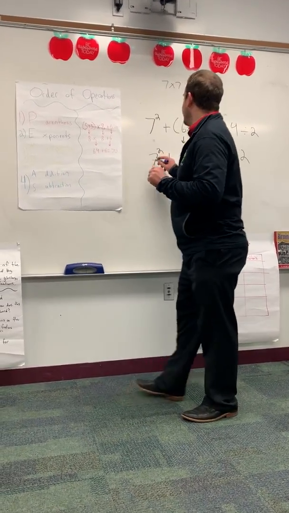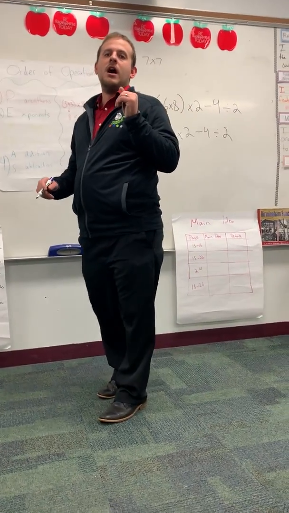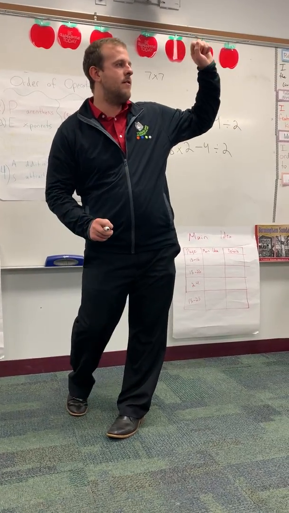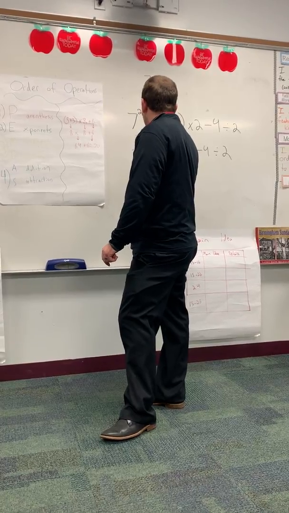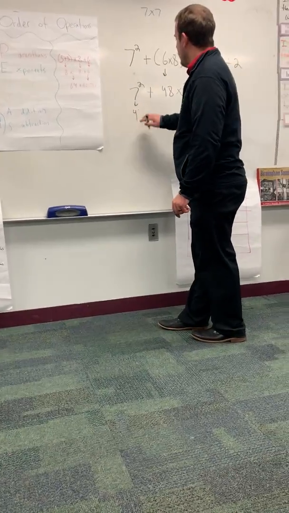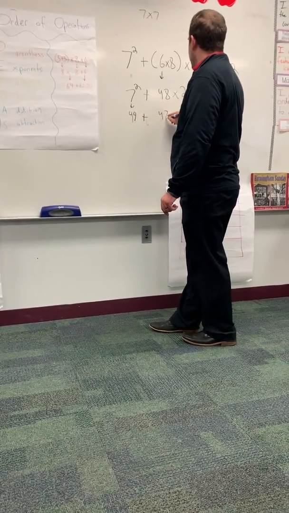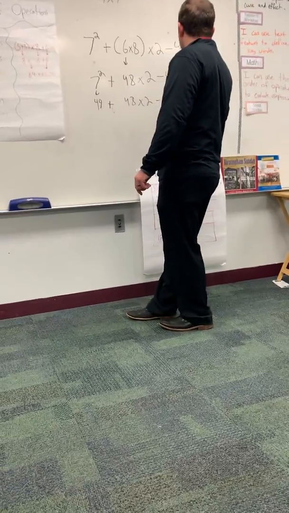So we're going to do 7 times 7. 7 to the second power is what? 7 times 7. Somebody raise your hand. Jem: 49. We bring that down right here. We're running out of room, so I'm bringing it all down a little shorter. 49 plus 48 times 2 minus 4 divided by 2.